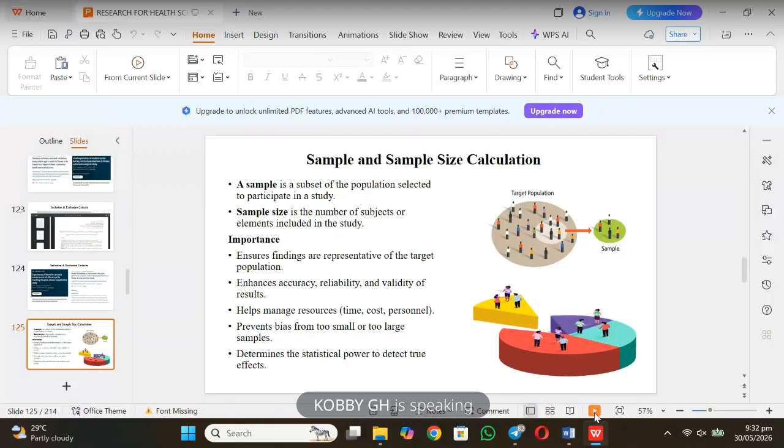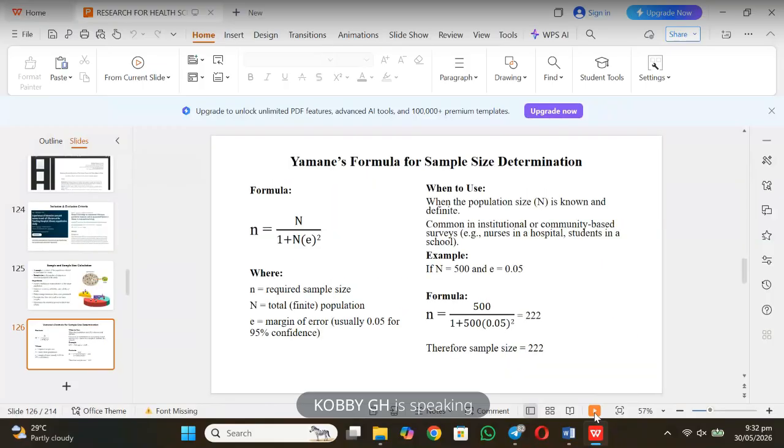There is a question on when do we use the Yamani formula. Yes, when do we use the Yamani formula? When sample size is definite. There are two conditions you consider for the Yamani formula. When the population size is small. Yes, small. And when the population is known.